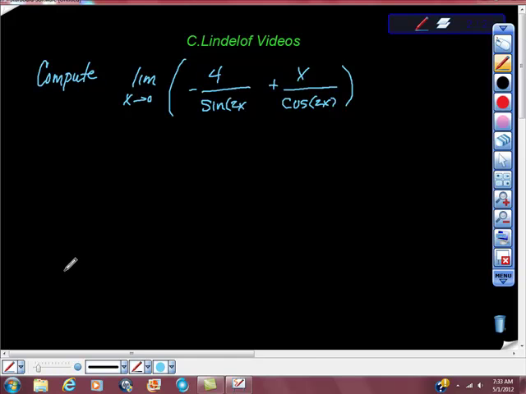Okay, here's a special limits problem that I wanted to look at, AP Calculus AB. So let's take a quick look at this, and it asks us to compute this value. Compute the limit as x approaches 0 of the opposite of 4 over sine of 2x plus cosine 2x. So I'm going to start by doing this. Let's take a look and see what happens here.